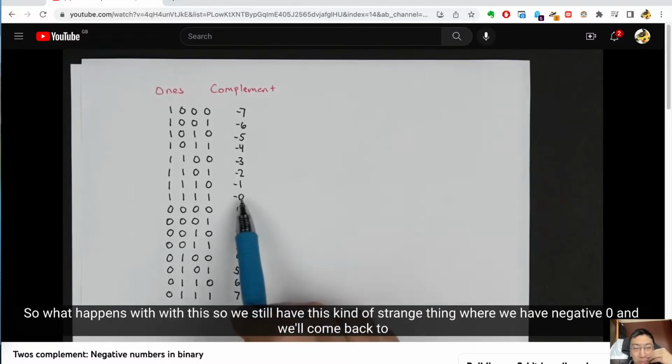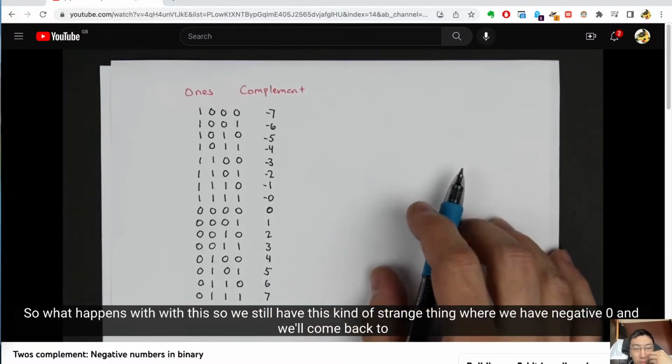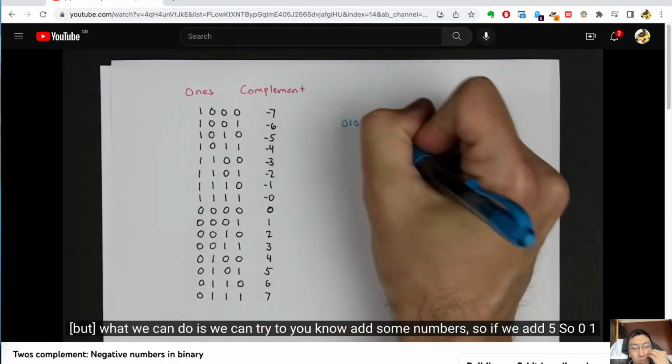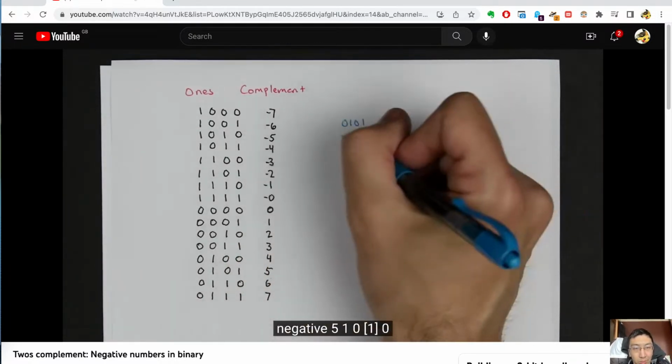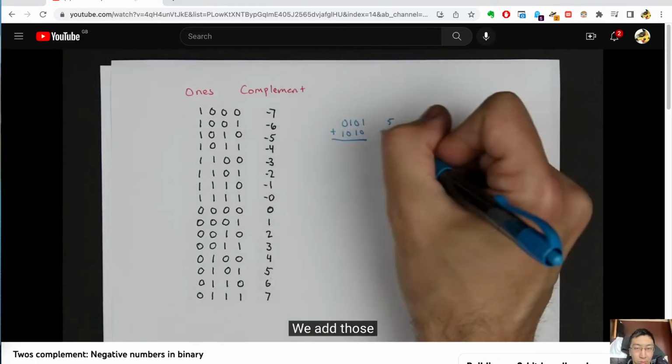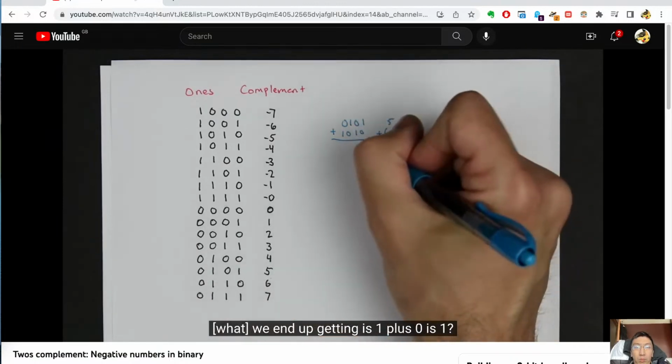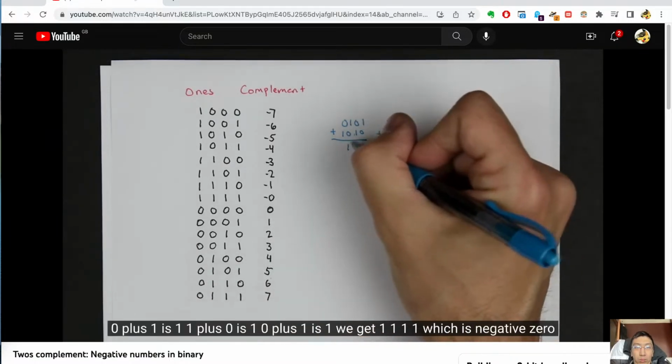So we still have this kind of strange thing where we have negative 0, and we'll come back to that in a minute. But what we can do is we can try to add some numbers. So if we add 5, so 0, 1, 0, 1, and negative 5, 1, 0, 1, 0, what we end up getting is 1 plus 0 is 1, 0 plus 1 is 1, 1 plus 0 is 1, 0 plus 1 is 1.